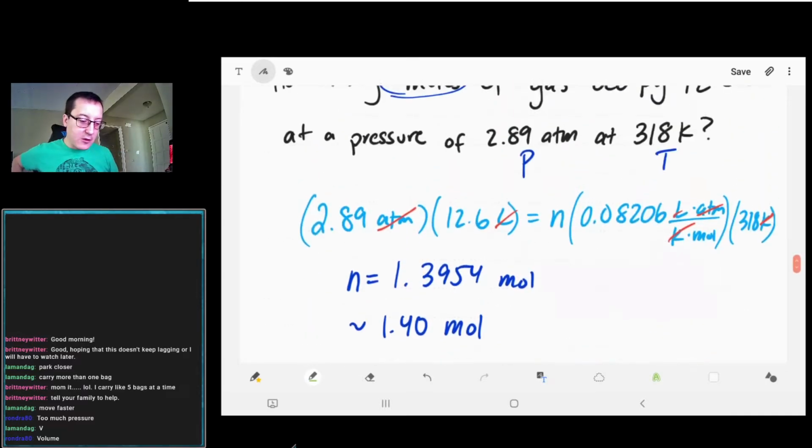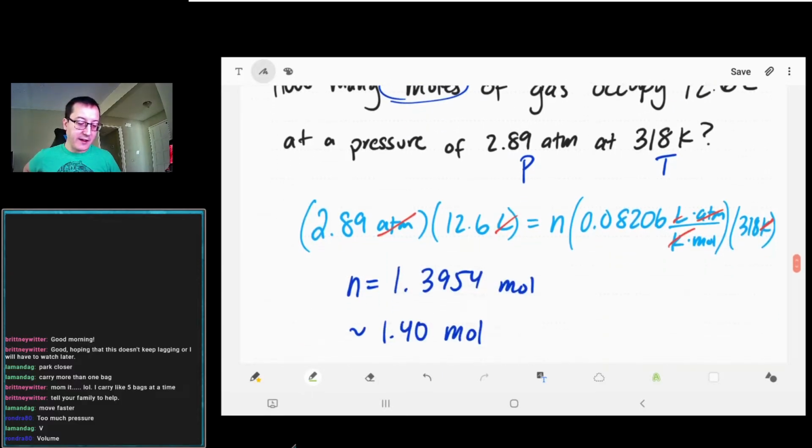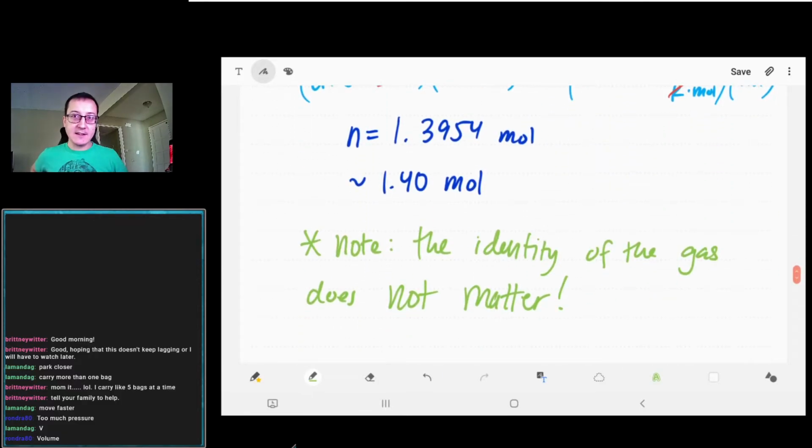So if this question had said moles of O2, or moles of NH3, or moles of CH4, it doesn't matter. For this type of calculation, the identity of the gas does not matter. As long as you have moles of it, you're good. Of course, if we wanted to convert that mole into something else, like grams, then yes, the identity would matter. But otherwise, we're good.